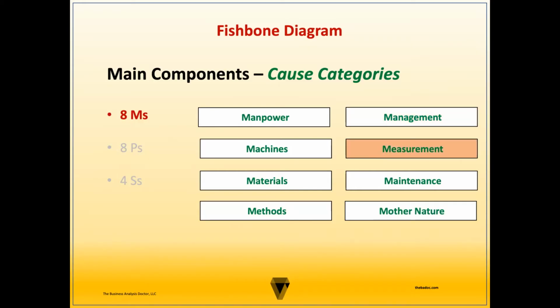Measurement refers to the metrics and data used to assess performance. Maintenance is the upkeep, repair, and preventative maintenance activities performed on equipment and machinery. And Mother Nature looks at the impact of the environment on the process, such as temperature, humidity, lighting, and other natural factors.